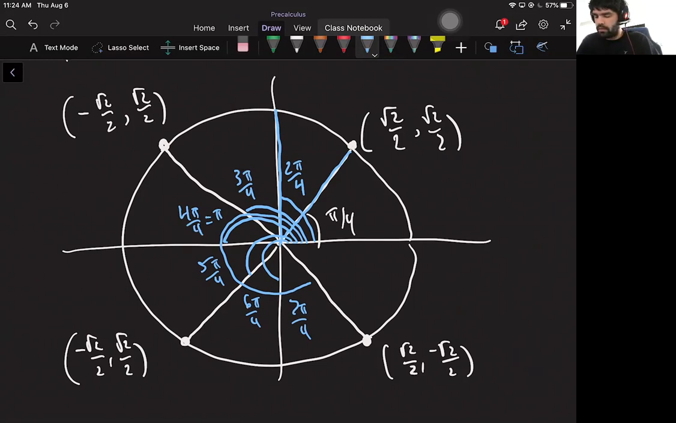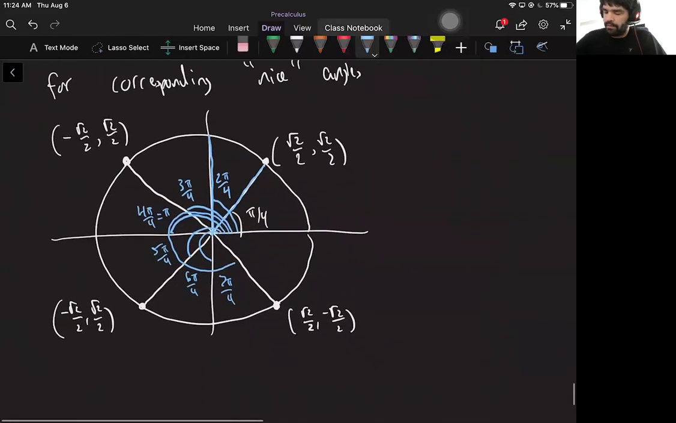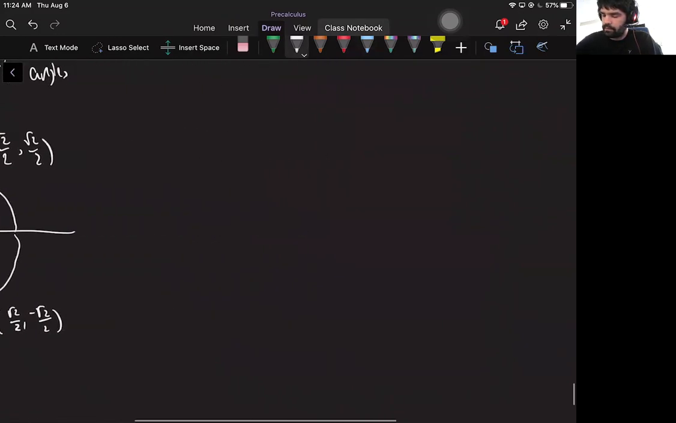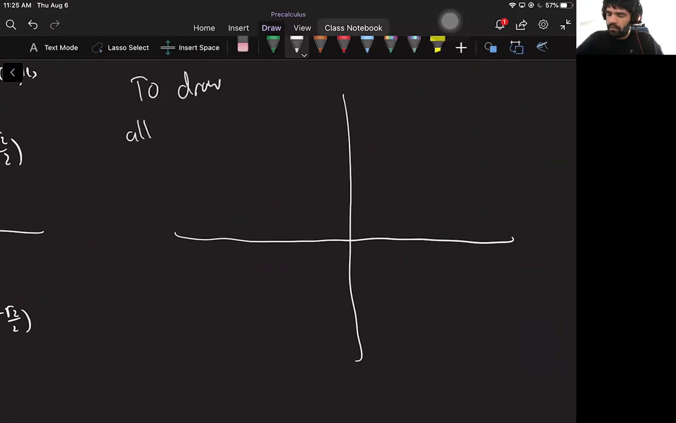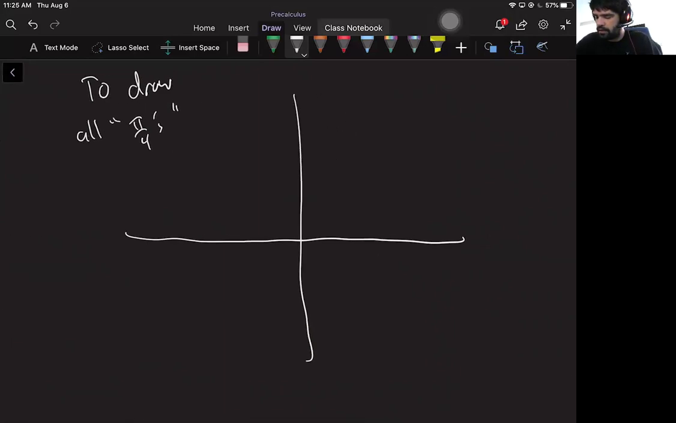So this is what we do in general, if you want to find the corresponding angles for the same point. Let me draw a nicer picture here. So the fast way is something like this. To draw all the pi over 4s, what you do is you cut a pi into 4 pieces. You cut a half rotation into 4 pieces. So we cut the top into fourths.